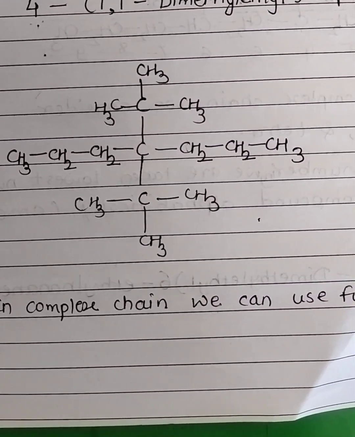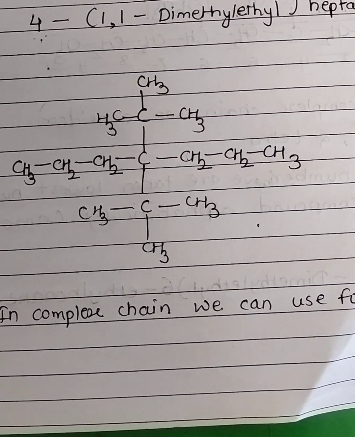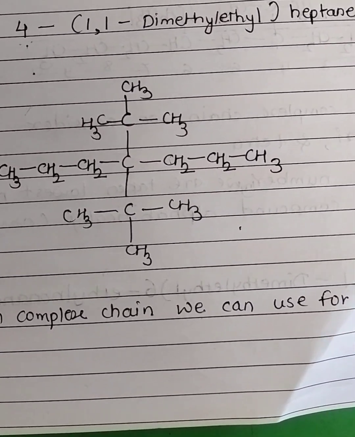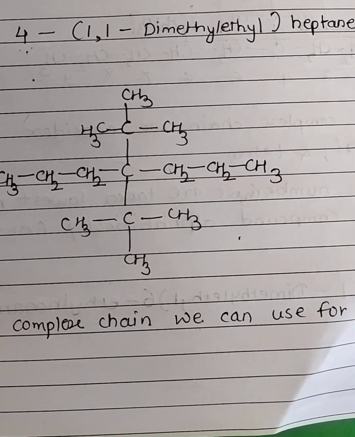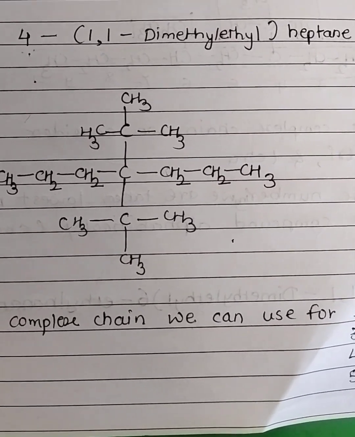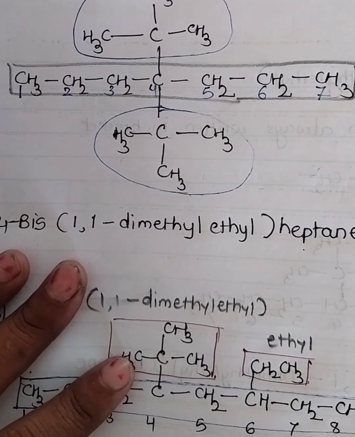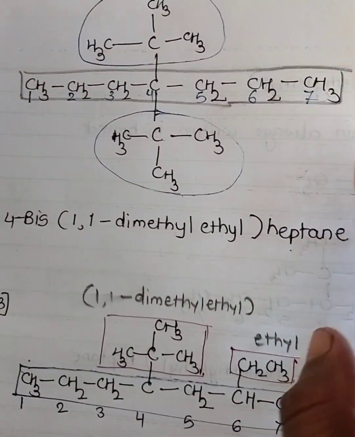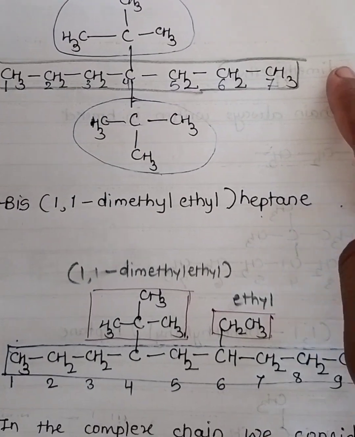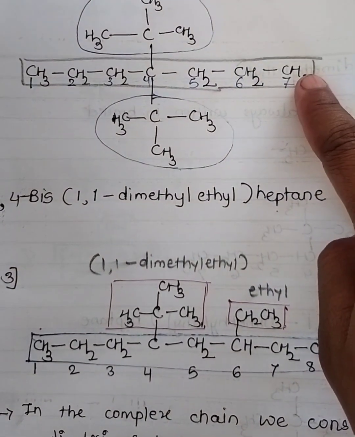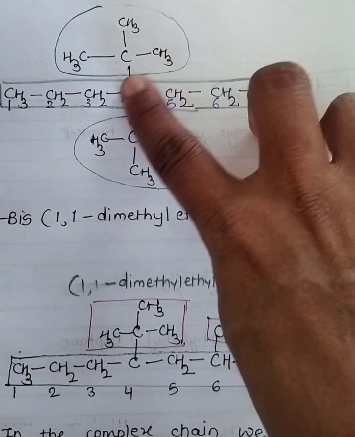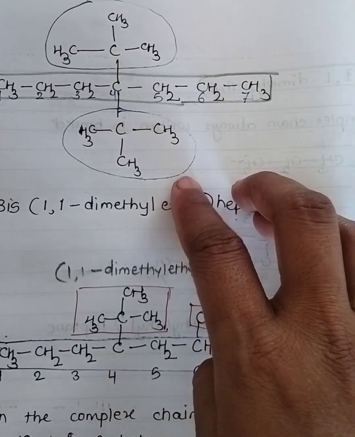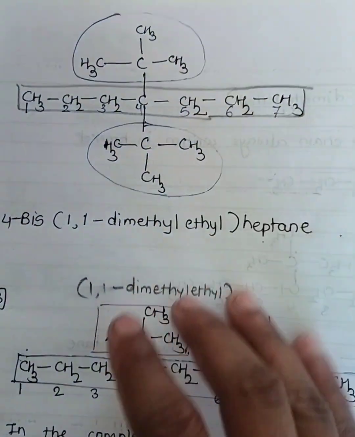In complex chains we use bis for 2, tris for 3, tetrakis for 4, pentakis for 5. See this structure. Select the parent chain or main chain. There are 7 carbons, and at the fourth carbon there are 2 side chains or complex chains. So we name the complex chain first.